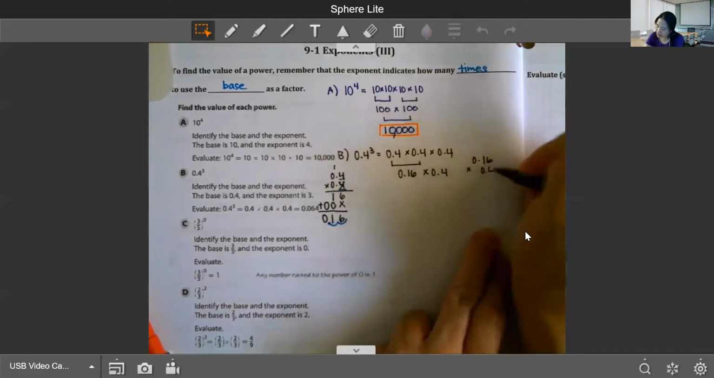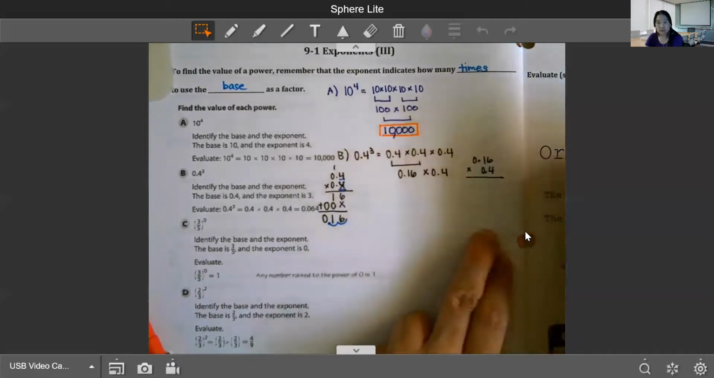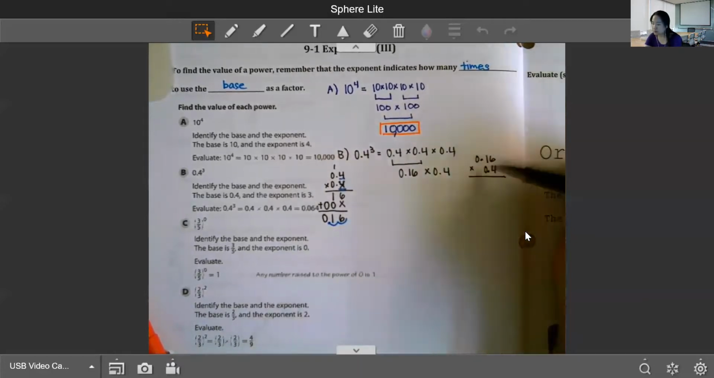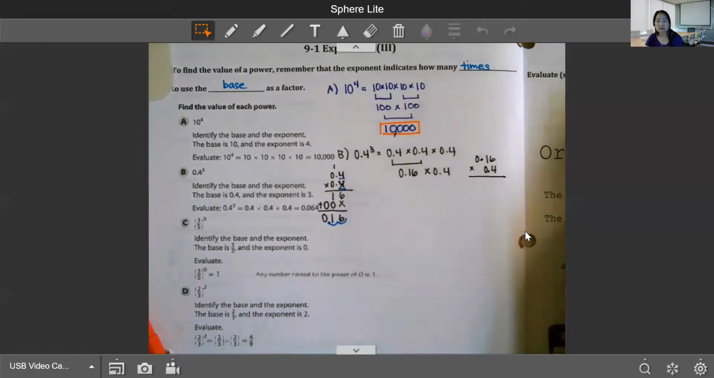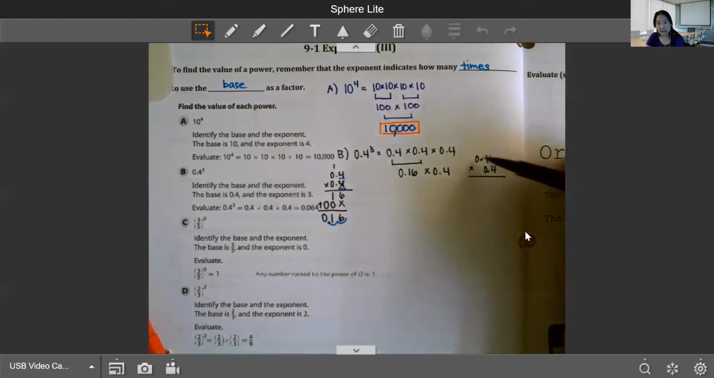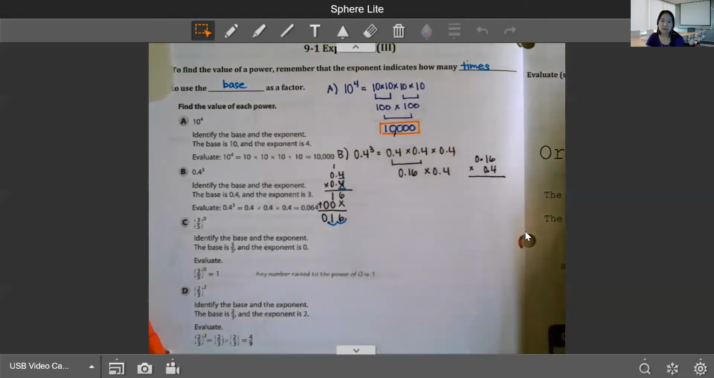Notice I am not lining up the decimal points. When you are adding or subtracting decimals, you need to line up the decimal points. You learned that in elementary. You also learned in elementary that if you're multiplying decimals, you don't need to line up the decimal points. They could be lined up, but you don't have to line them up.